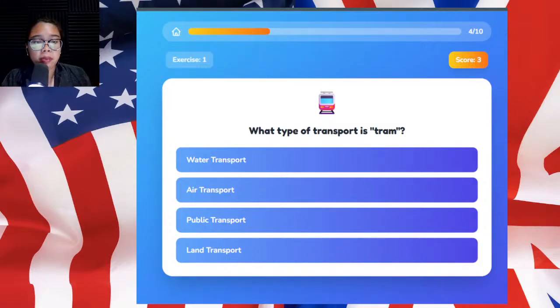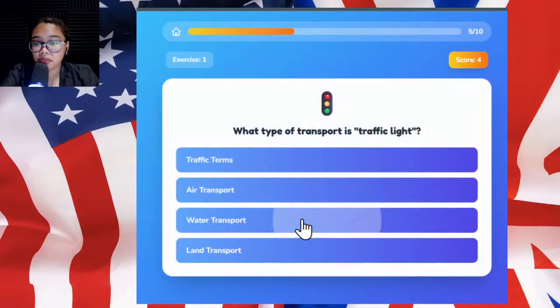Now, students, remember that a tram is a type of vehicle that is built directly into the public streets. So this is for the public. This is for commuting. So what do you think this is? Is it public transport or land transport? Our answer here would be public transportation vehicle. Okay, all right, so well done. Correct. Let's move on to the next item.